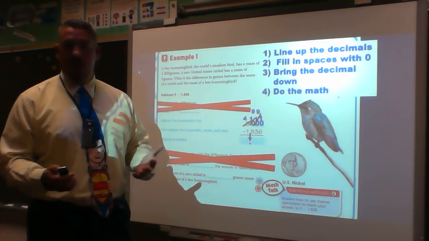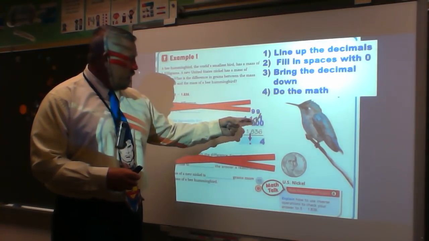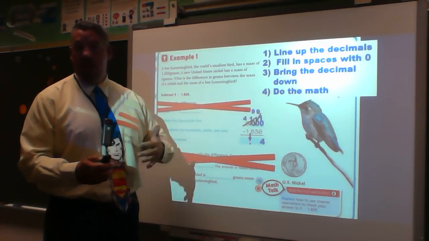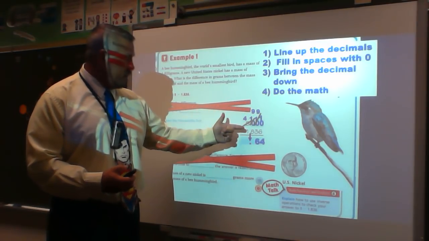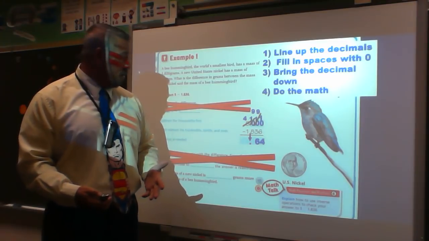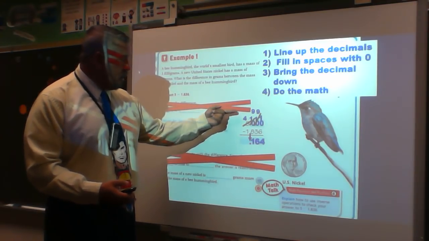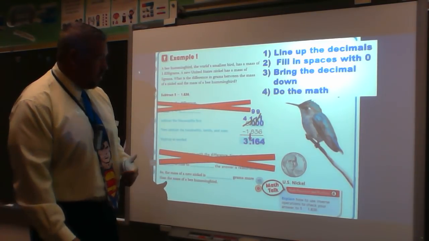Now 10 minus 6 is 4. 9 minus 3, 9 minus 3 is 6. And 9 minus 8, that just leaves me with 1. And then I go to my whole numbers, and 4 minus 1 is 3.